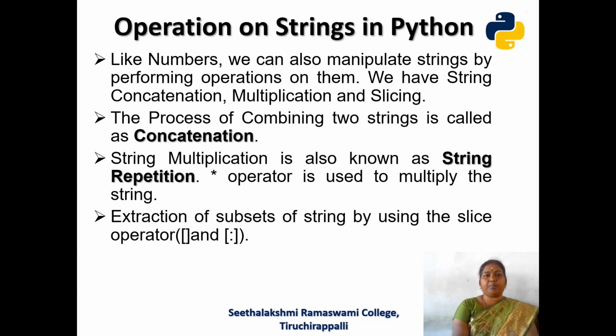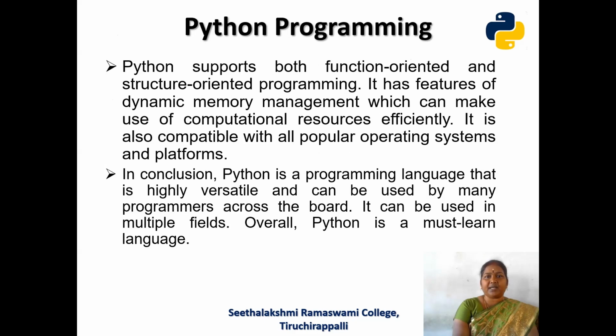Operations on strings in Python. Like numbers, we can also manipulate strings by performing operations on them. We have string concatenation, string multiplication and string slicing. The process of combining two strings is called string concatenation. String multiplication is also known as string repetition. The asterisk operator is used to multiply the string. Extraction of a subset of a string is done using the slice operator.